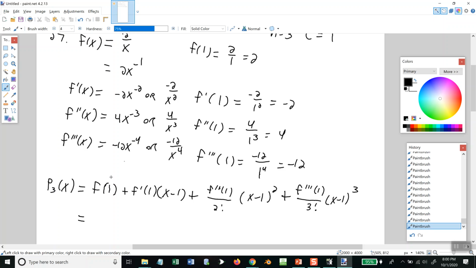Well, f of 1 we said was 2. F prime, or first derivative, is negative 2, x minus 1. Second derivative was 4 over 2 factorial. 1 times 2 is 2, x minus 1 squared. Third derivative was negative 12 over 3 factorial. 1 times 2 times 3, and x minus 1 to the third.